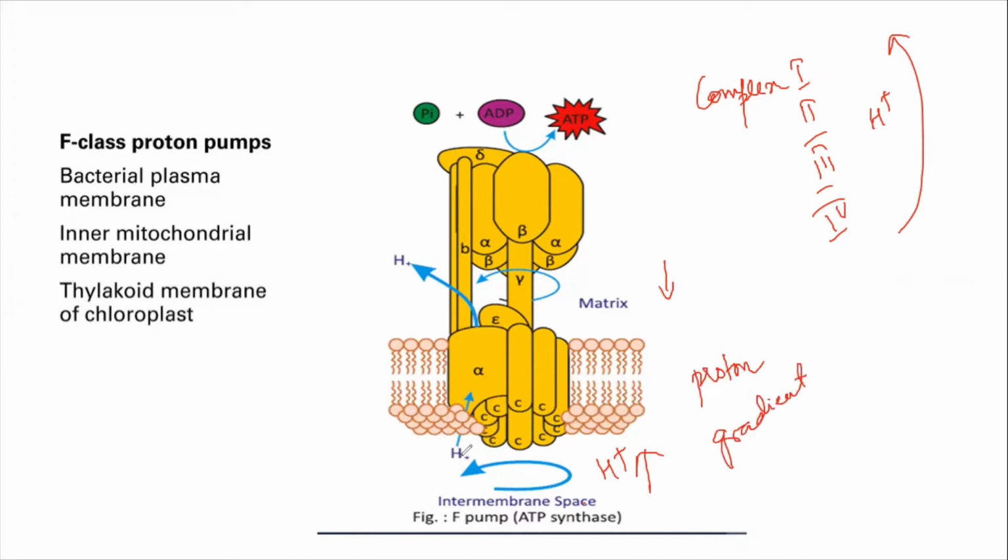Now, when H+ is moving from the intermembrane space to your matrix, this gradient is converted into mechanical energy. Okay, this mechanical energy results in the rotation of this gamma subunit, which is connecting between the F0 and F1. Correct? Now what is happening? This rotation is generating energy. That energy is used to make ATP from ADP and Pi. Clear?